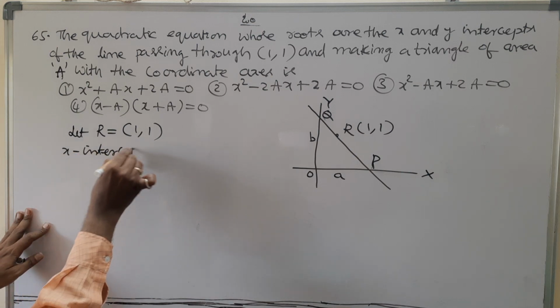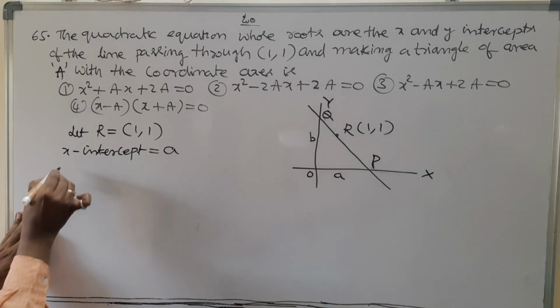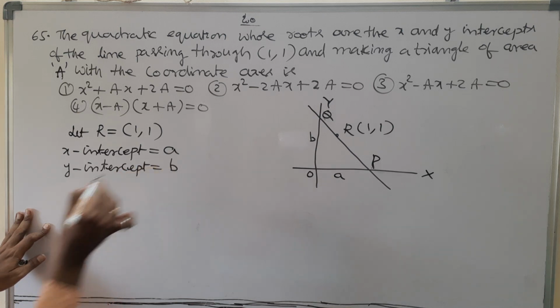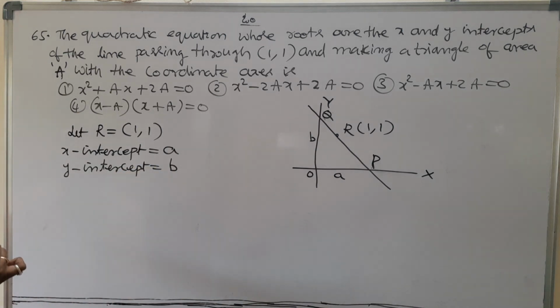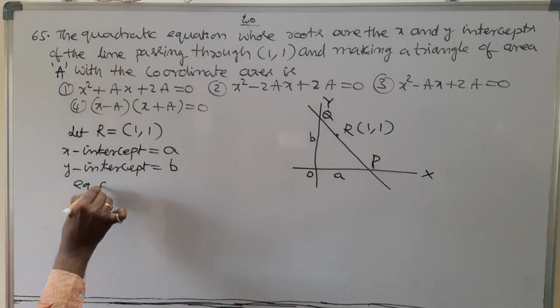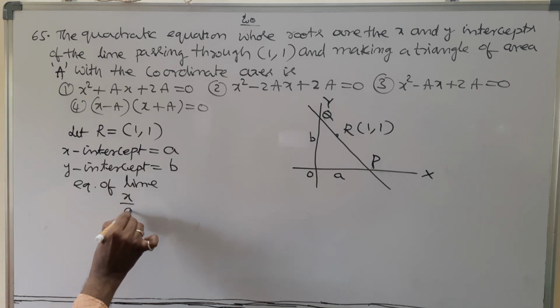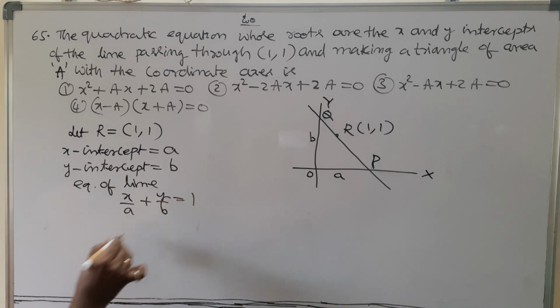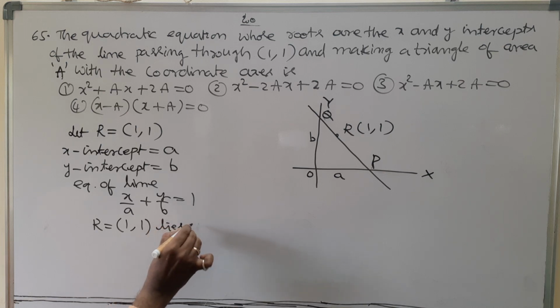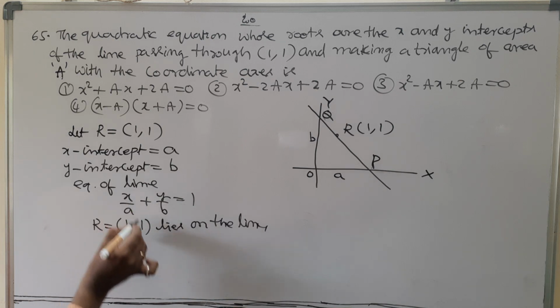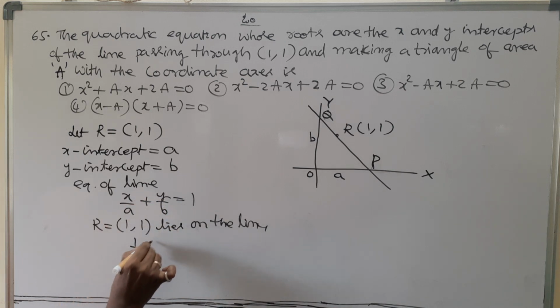X-intercept equal to small a, Y-intercept equal to small b. Equation of line: x by a plus y by b equal to 1. R equal to 1 comma 1 lies on the line. Substitute x replace 1, y replace 1: 1 by a plus 1 by b equal to 1.